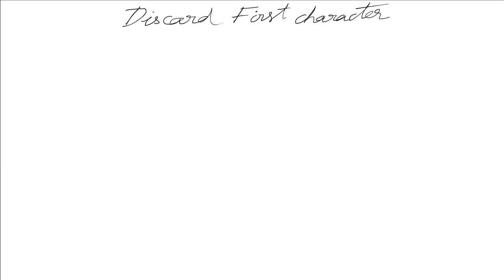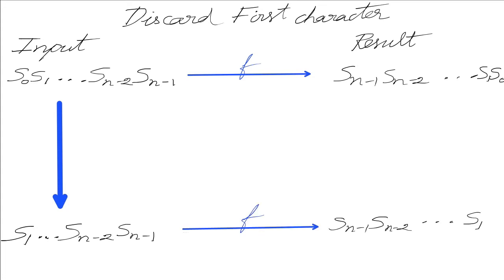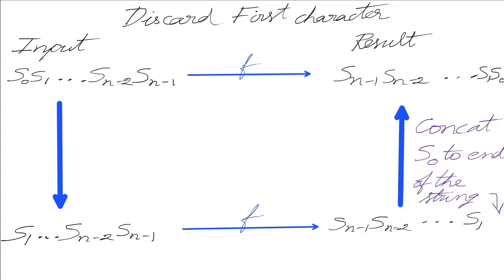Let's consider the recursion diagram for option number 1. The input string is this. The result is the reversed string of the input. In the reduction step, we discard the first character. So we get the result for this subproblem, the reversed string of this reduced problem. In the combine step, we concatenate S0 to the end of the string.